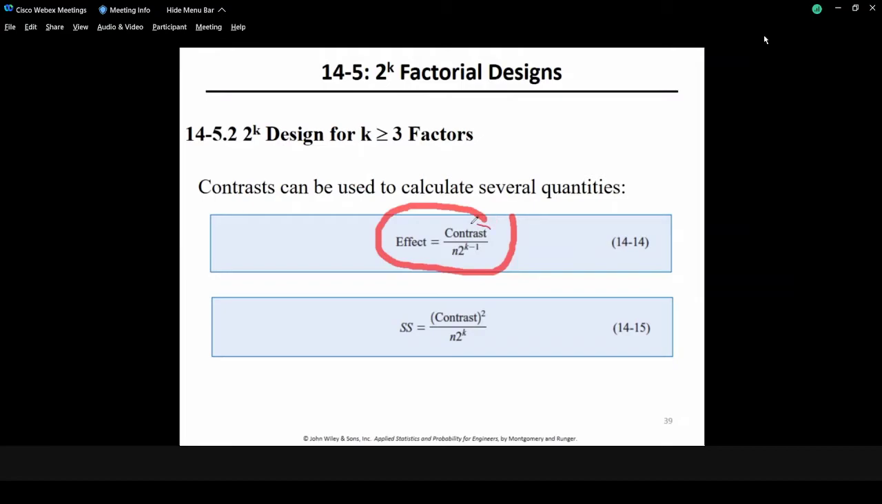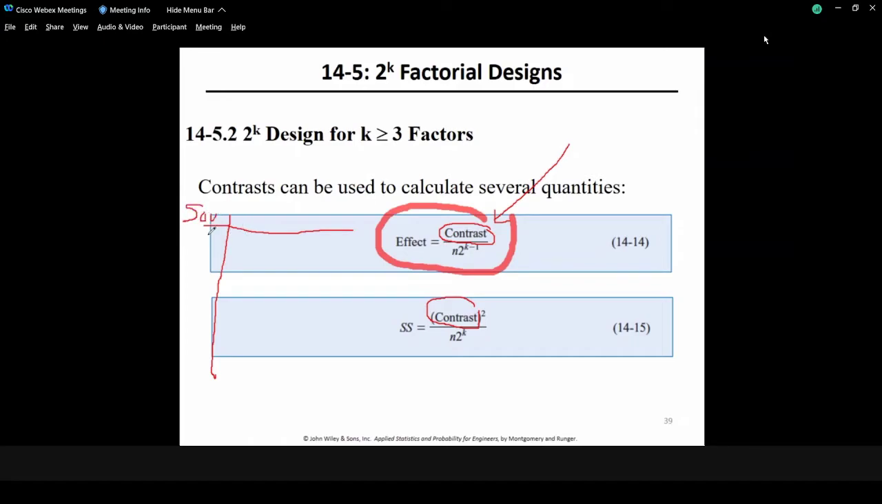That's why here you need the contrast to create effects, and also here to calculate the sum of squares. This is very important to construct the ANOVA table. In the ANOVA table, remember the ANOVA table? You have the source of variation, SOV.